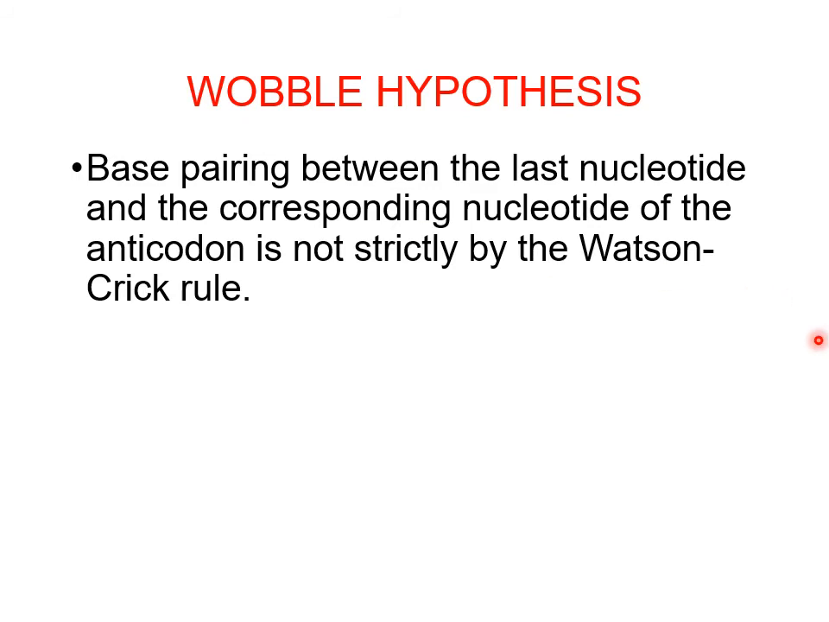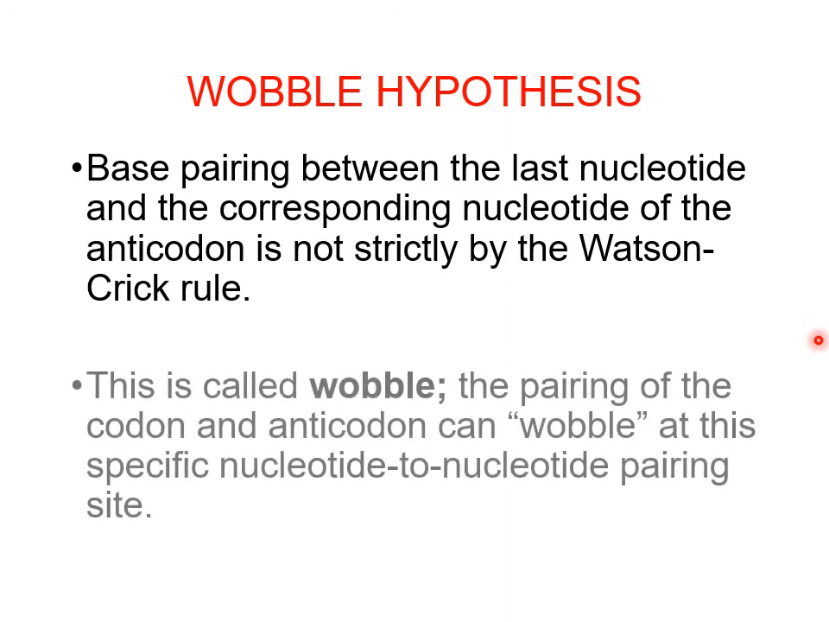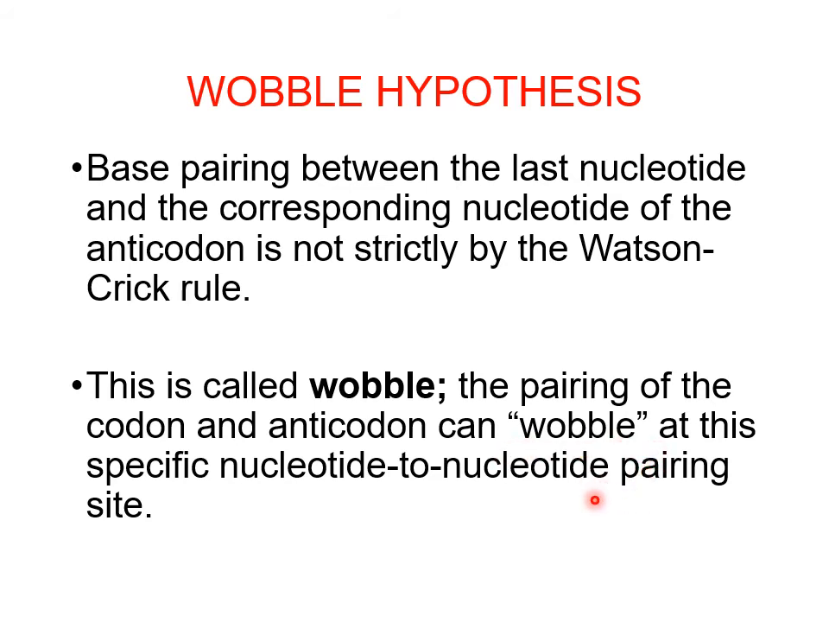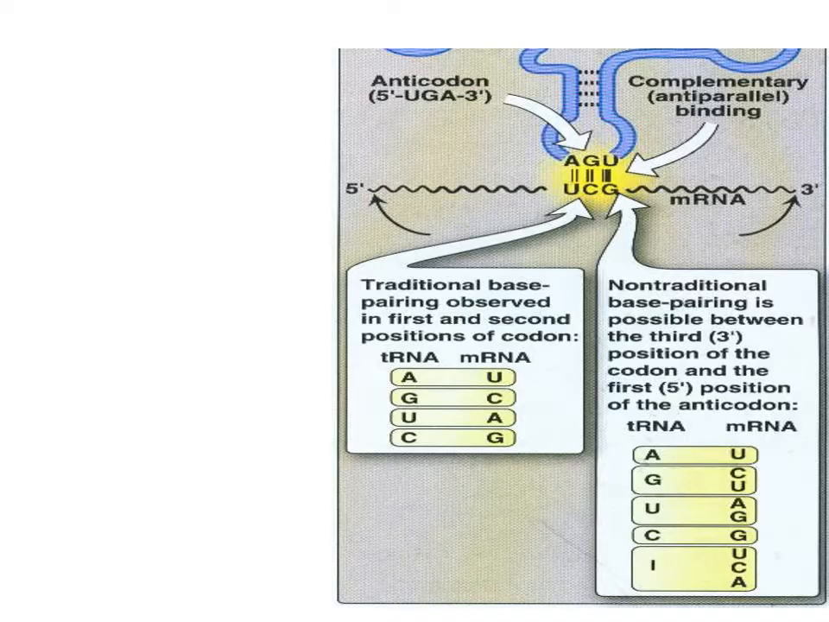Now the interaction between the last nucleotide of the codon and the first nucleotide of the anticodon is not strictly by the Watson-Crick rule. So this is called wobble. That is, the pairing of the codon and anticodon can wobble at this specific nucleotide to nucleotide pairing site. Let us understand a bit more in detail.